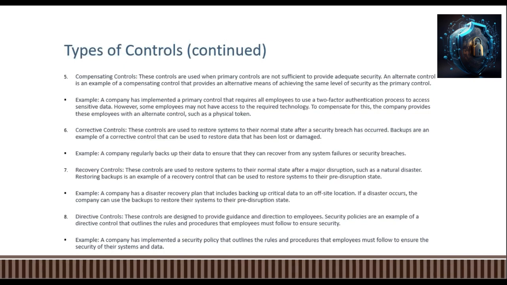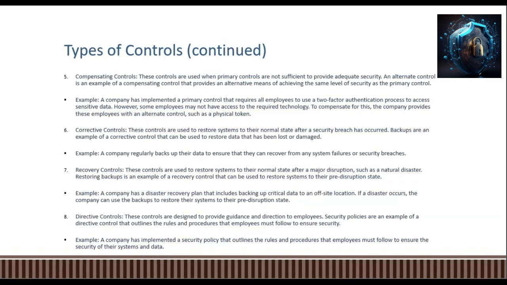Recovery controls. These controls are used to restore systems to their normal state after a major disruption, such as a natural disaster. Restoring backups is an example of a recovery control that can be used to restore systems to their pre-disrupted states. Example, a company has a disaster recovery plan that includes backing up critical data to off-site locations. If a disaster occurs, the company can use the backups to restore their systems to their pre-disrupted states.